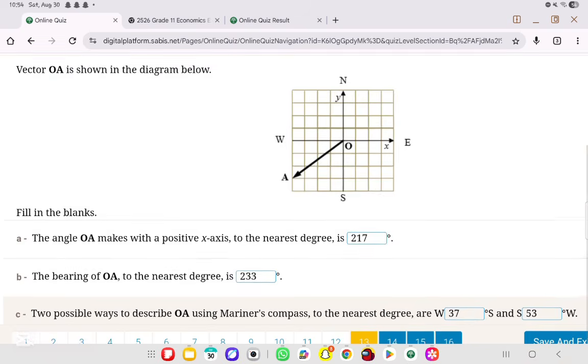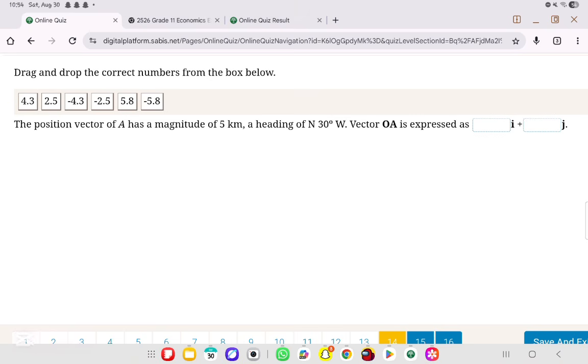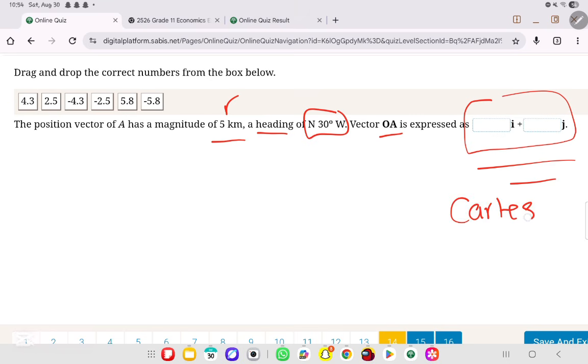We'll move on to question number 14. So, the position of vector A has a magnitude of 5 kilometers. This is magnitude R, and a heading of this. Vector OA, and we need to express it in this form. What's this form again? This form is Cartesian form. They want us to express vector OA in Cartesian form.